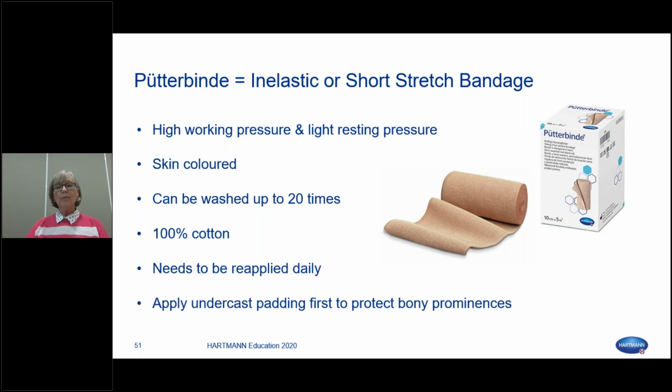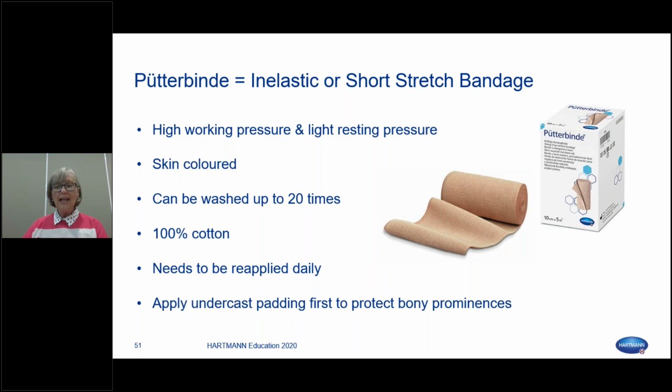Putabinder is an example of a short stretch compression bandage for people who are mobile and need compression. It provides up to 50 millimeters of mercury compression at the ankle and fluctuates down to 20 millimeters of mercury as the calf muscle expands and contracts, providing a massaging effect on the leg. It can be washed up to 20 times and is also useful if you want to reduce high levels of edema in the early stages of wearing compression.